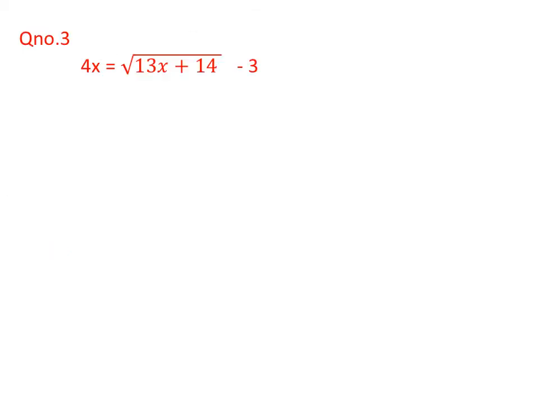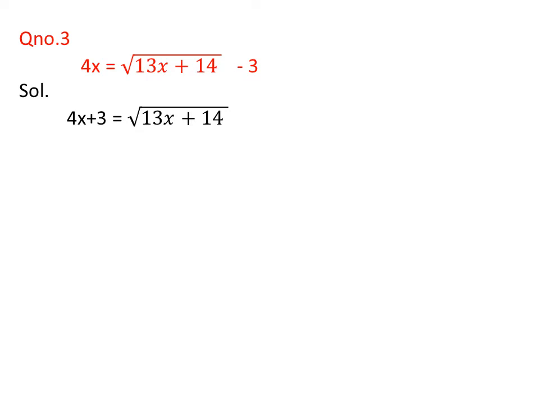Next is question number 3, whose equation is 4x equal to under root 13x plus 14 minus 3. This equation can be solved by firstly moving the constant term to the other side as 4x plus 3 equal to under root 13x plus 14.